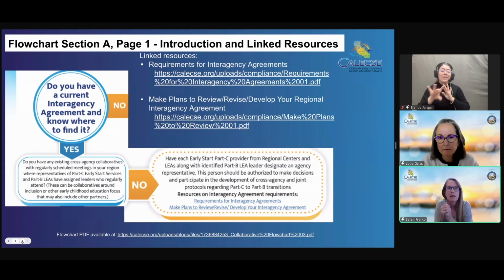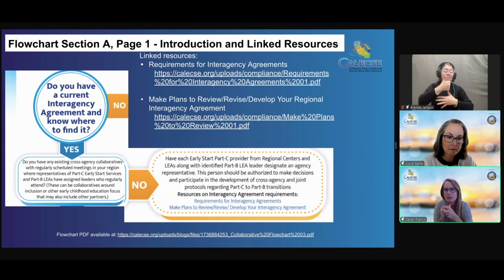Next slide, please. So again, once you identify whether you have an agreement or not, then it takes you into looking at who from each lead agency should be involved as a decision maker. So for example, in San Diego County, I am the regional center lead, and then we work with our LEA partners. And on every slide, you will have the linked resources like Lucia mentioned.